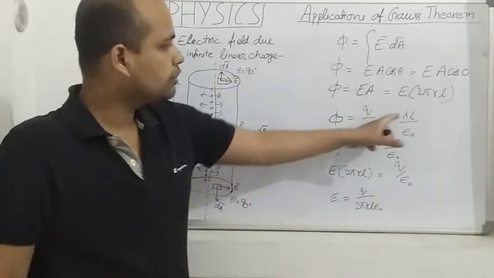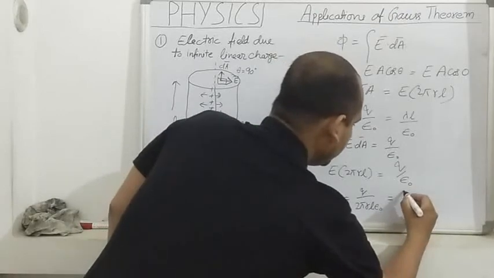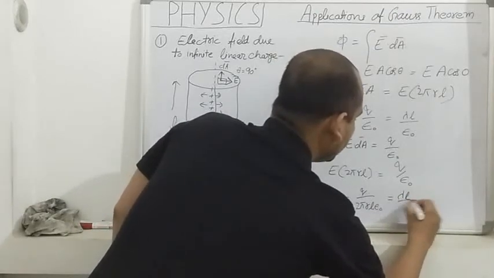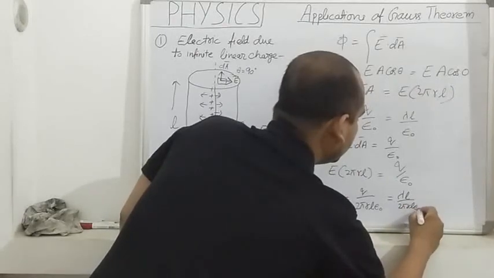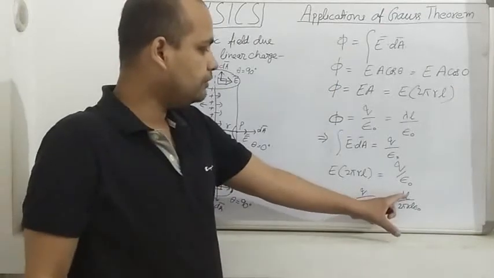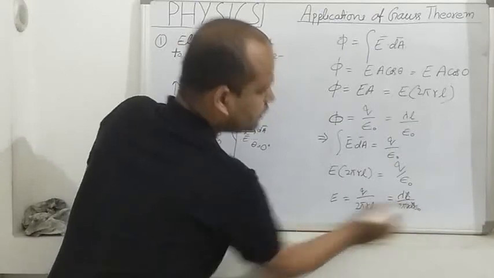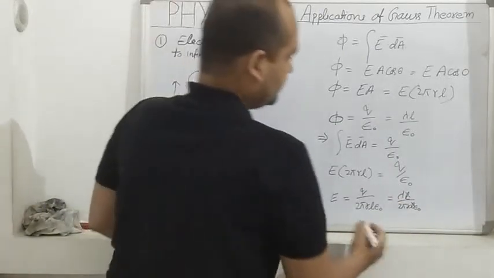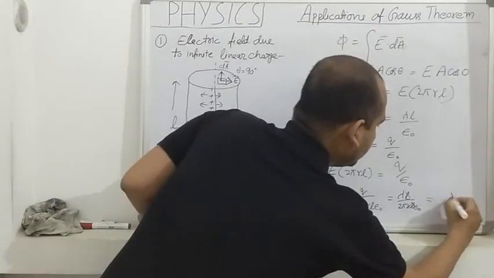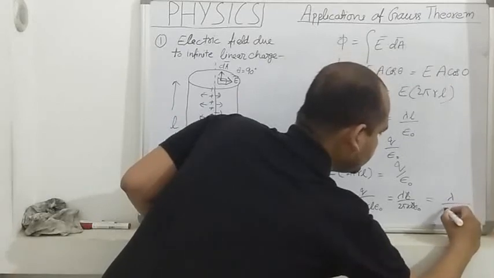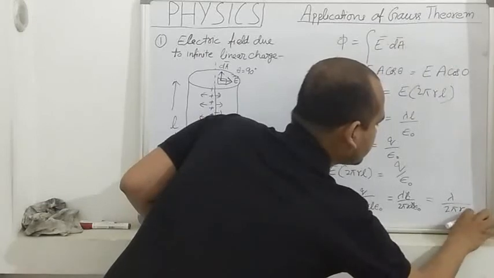But we know Q is equal to lambda L. So we can say lambda L upon 2 pi R L epsilon naught. Now you can see this L and this L will be cancelled, and finally we will get E is equal to lambda upon 2 pi R epsilon naught.